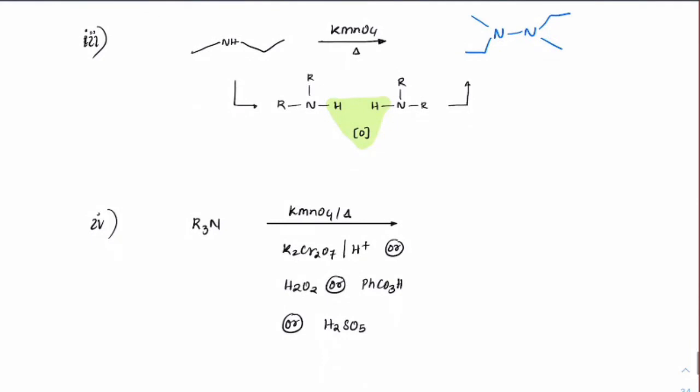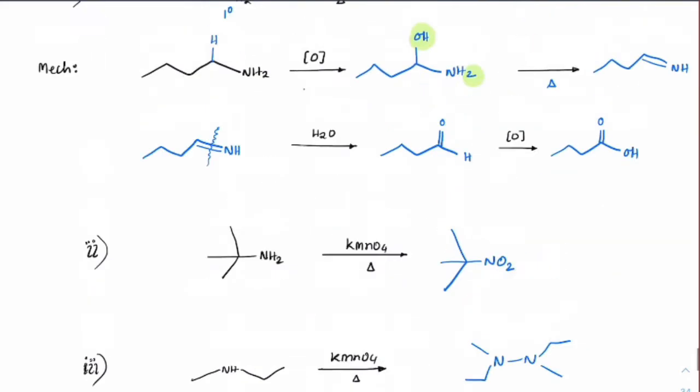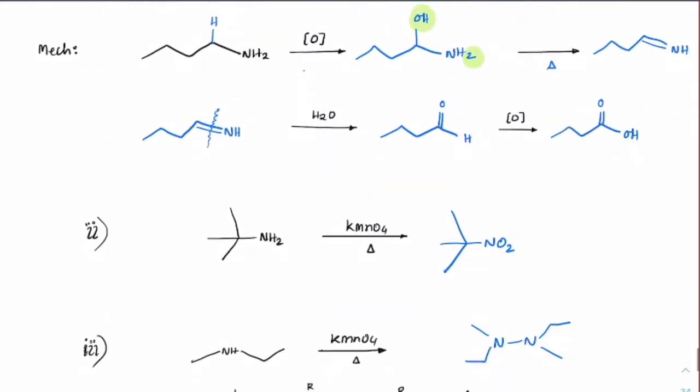Okay. Next, in case of tertiary amines we just discussed, whether you take peroxy acids, H2O2 or any oxidizing agents, it will give amine oxide. So we will get R3N+-O-. This is amine oxide. So in case of tertiary, we will get amine oxides. So I hope you understood the oxidation reactions.